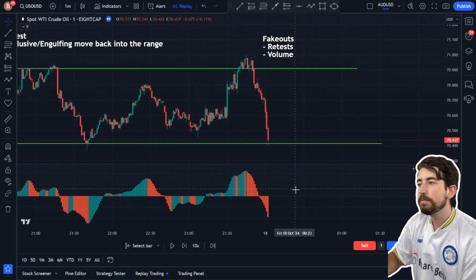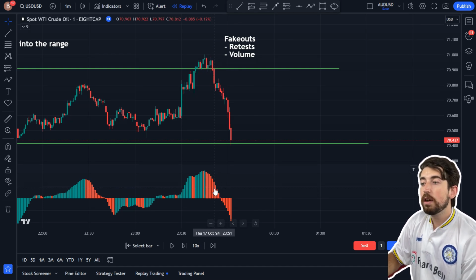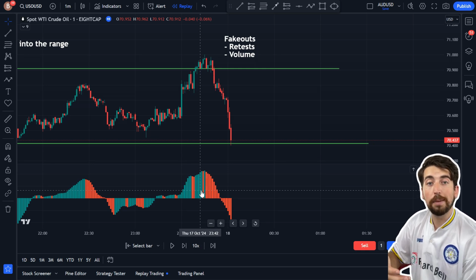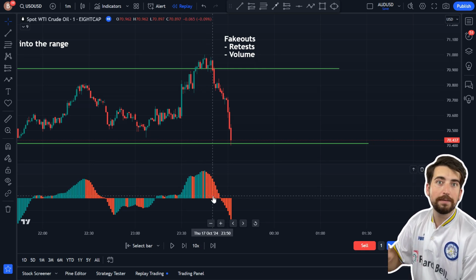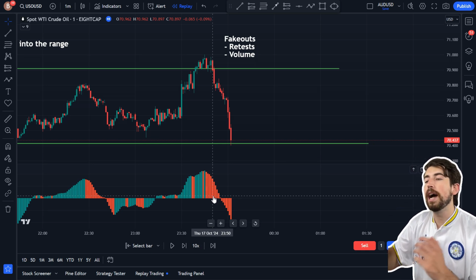So I'm going to go on here. Just to make sure that you know this, red bars, green bars. Green bars mean that there are more buyers coming into the market, more buying pressure. Red bars mean there's more selling pressure, more sellers are coming into the market. That's just a general overview of how to use it.